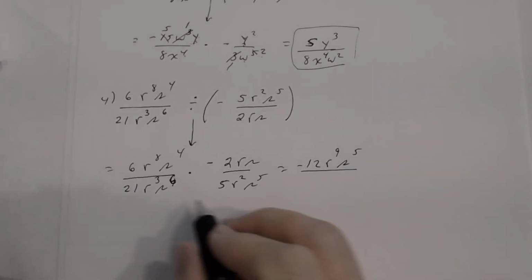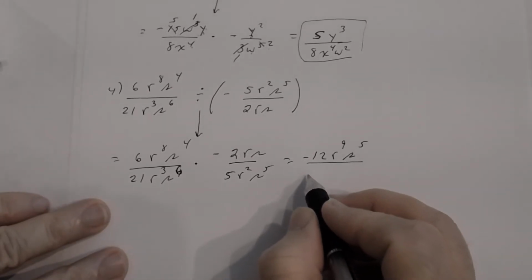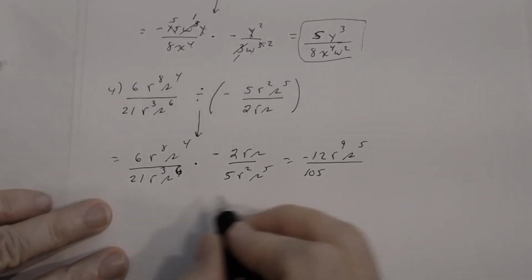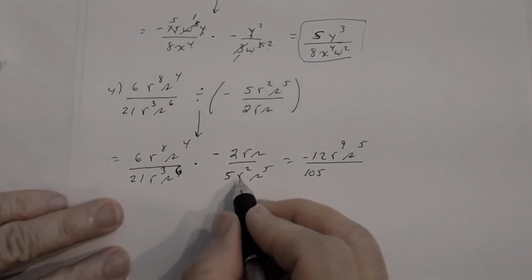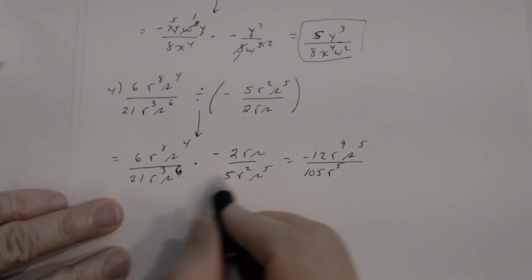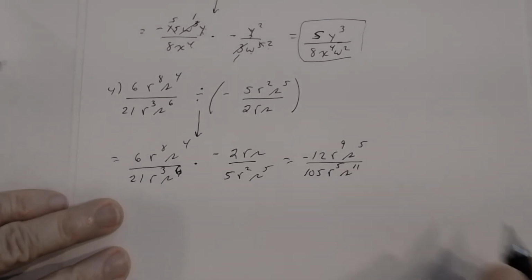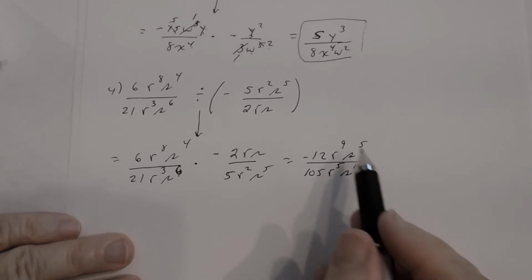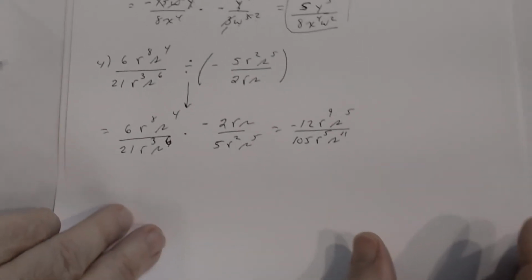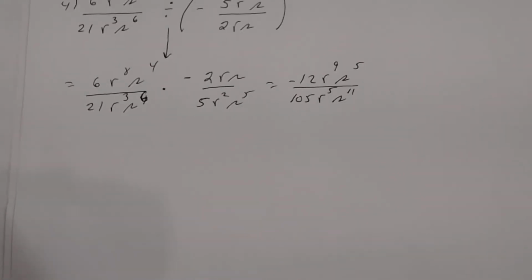All right? Then in the denominator, I have 21 times 5. That looks like it's 105. And r cubed times r squared is r to the 5th. And then s to the 6th times s to the 5th is s to the 11th. Okay? All right, now it is this that we're going to reduce. So it becomes a little bit less messy. Let me go ahead and expand this a little so you can see it better.